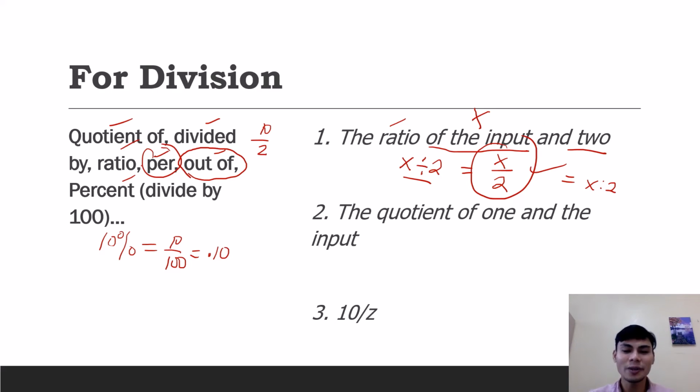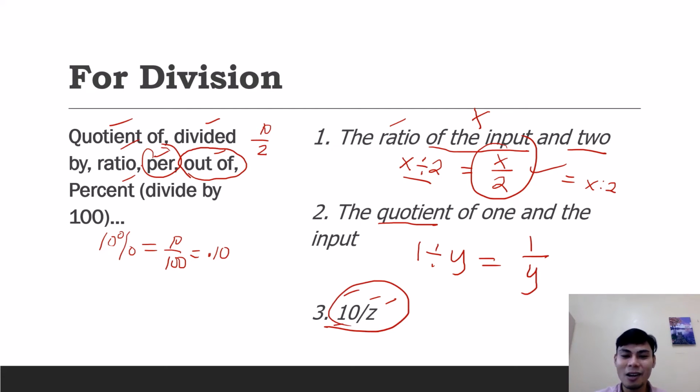Number 2. The quotient is really basic when it comes to division. You should already have the key terms in mind: quotient, divided by, ratio, per. So, the quotient of 1 and the input or a number. So, the quotient of 1 and a number. It can be that or 1 and the input. That's it. Basic. So, for number 3, 10 divided by z, 10 over z, 10 per z, 10 out of z. 10 divided by z, right? Okay, if I were to choose, I'd answer.